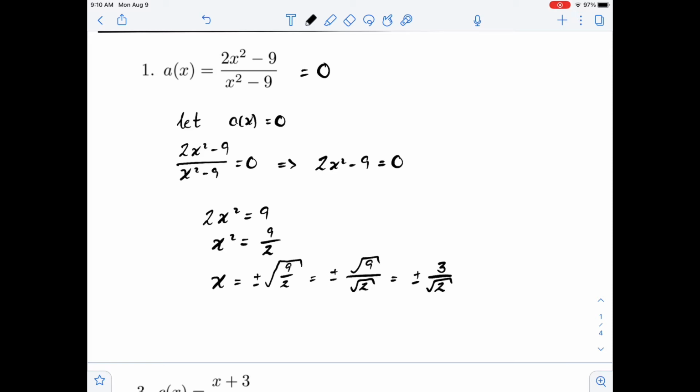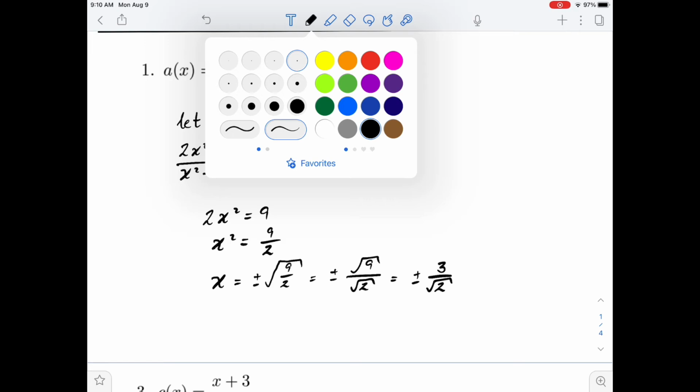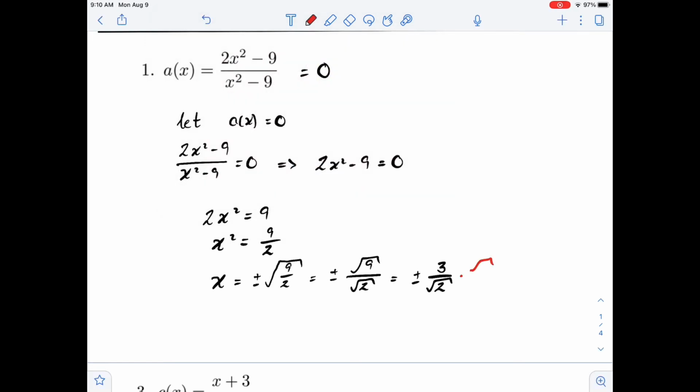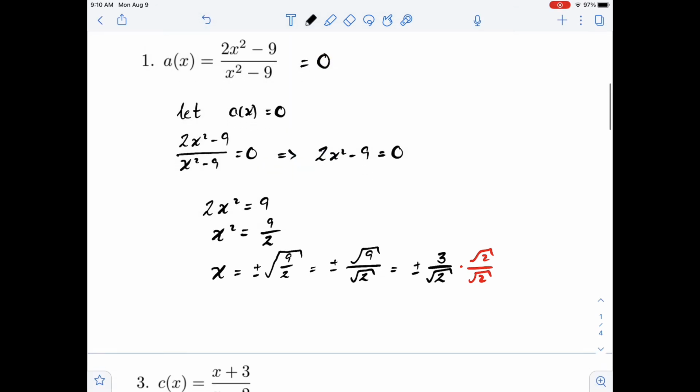Now, oftentimes we don't like to leave a radical, root 2, in the denominator. So what you can do here, if you like, is multiply above and below by root 2 over root 2. That will get rid of that radical in your denominator. So I will have 3 root 2 up on top, and root 2 times root 2 is root 2 squared, and root 2 squared is 2. And so that is 3 root 2 over 2, and of course, can't forget plus or minus, because I took that square root.